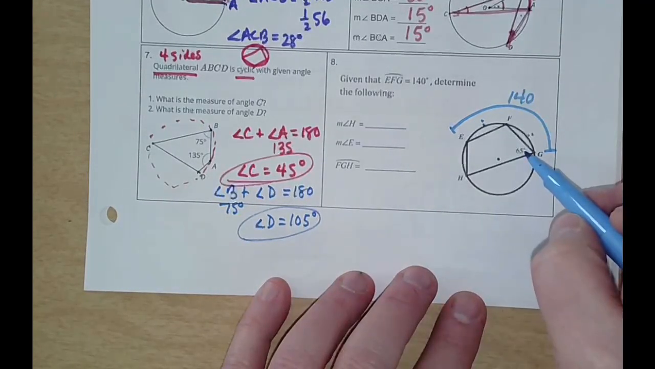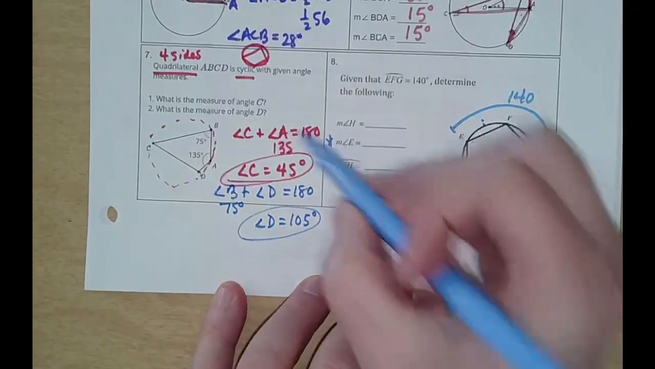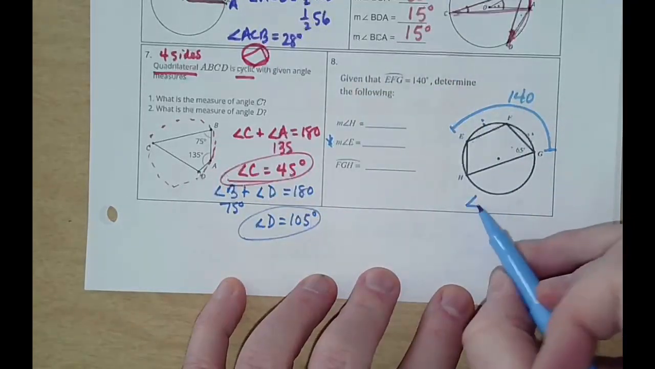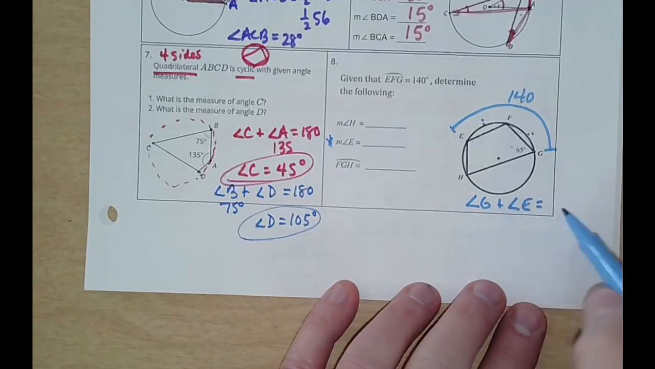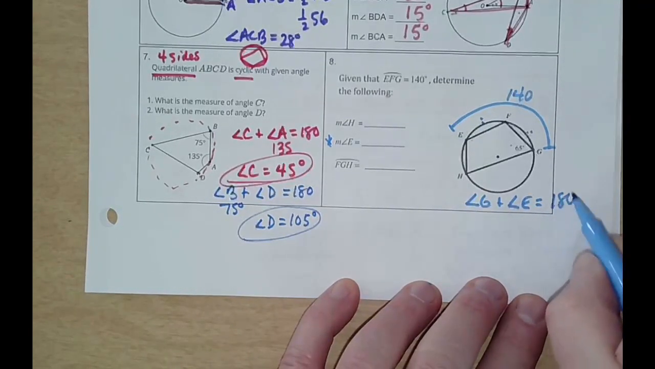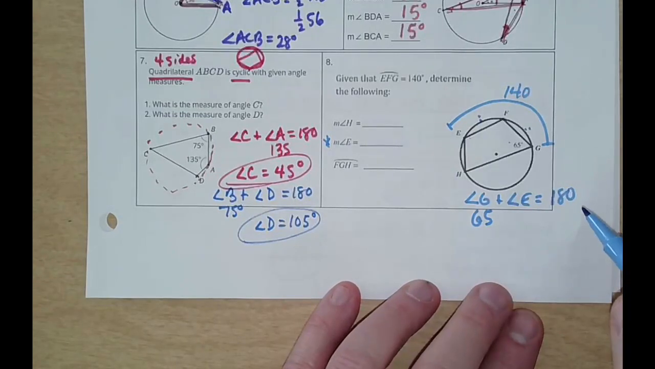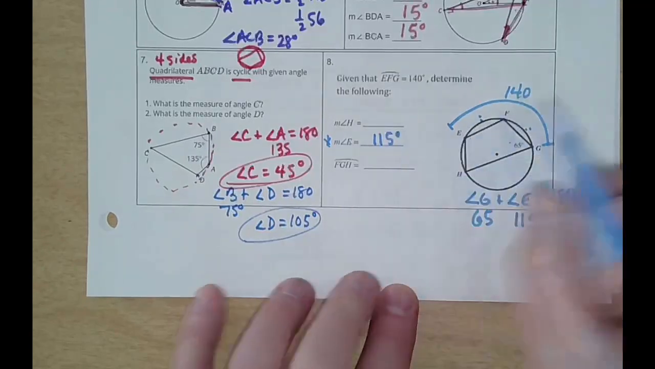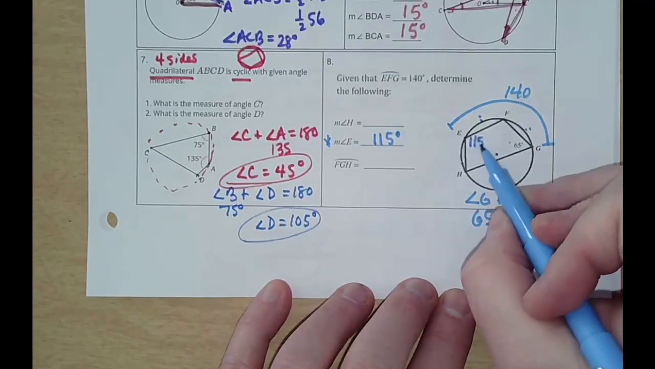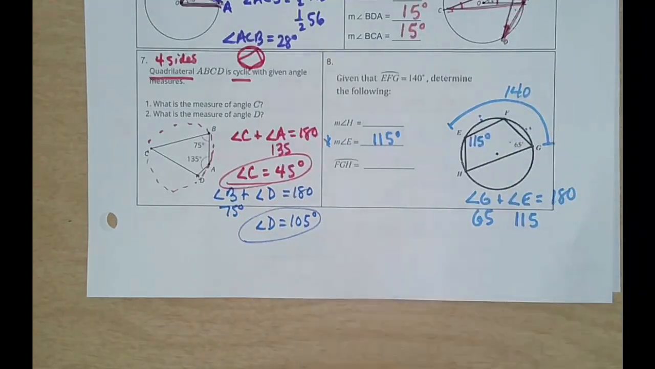Now this is 65. That kind of helps. If that's 65, then E, I'm going to do this one right away. Based on what we just did, angle G plus angle E has to add up to be 180 degrees. So if G is 65, subtract 65, you get 115 for E. Opposite corners add up to be 180.